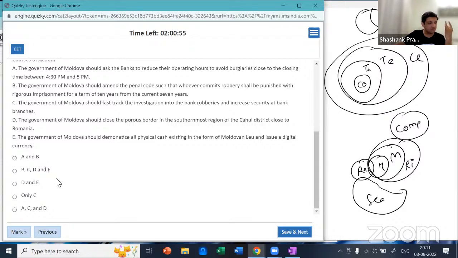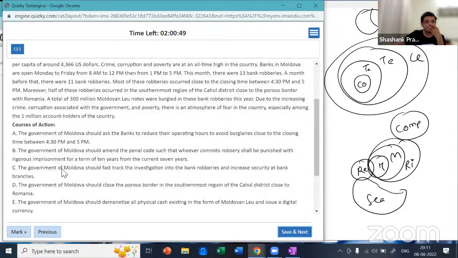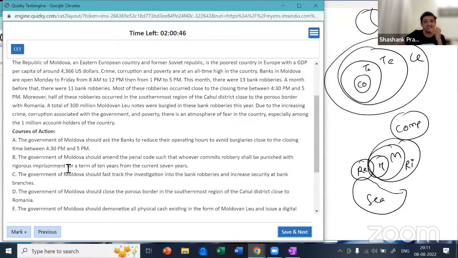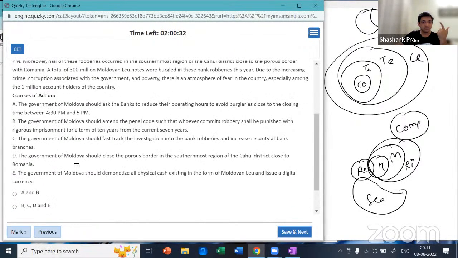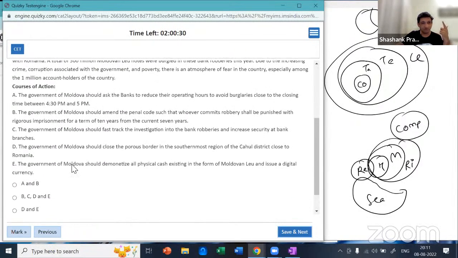But okay, let's go, I don't know. B I can still sacrifice. A, C and D. Although A is a problem statement. Okay, so the problem is 430 to 530. The problem is porous border. And the problem is 430 to 530, porous border.